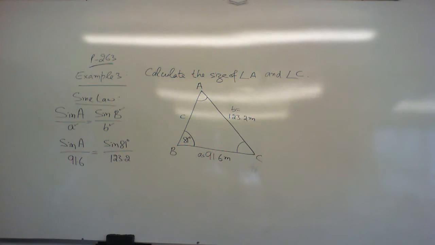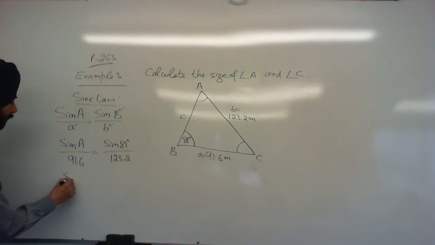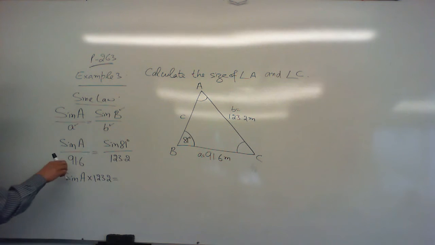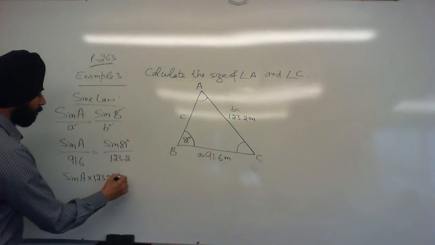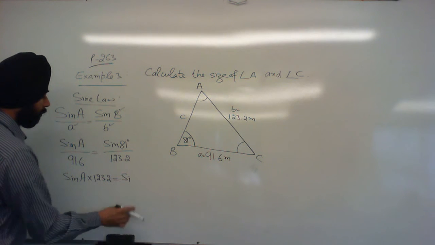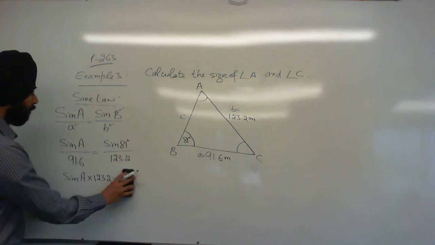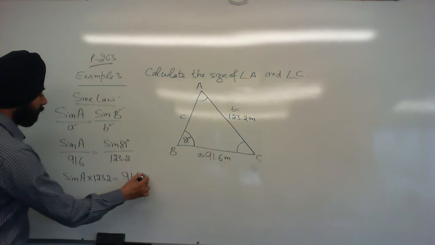Right? And then what we do? We cross multiply. So now you cross multiply them, you will get sine A times 123.2. You multiply these two and then you multiply these two is equal to, it doesn't matter if you multiply this with this or this with this, but let's do it from this side to that side. 91.6 times sine 81.